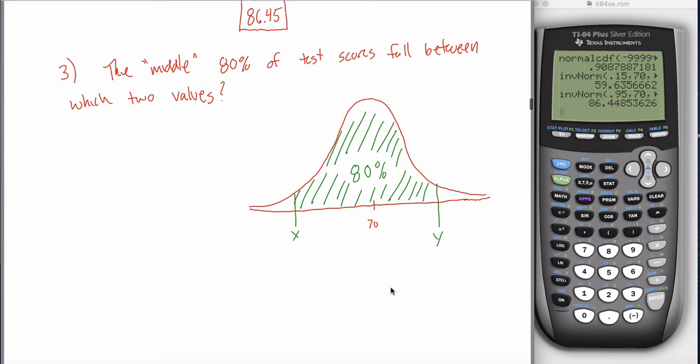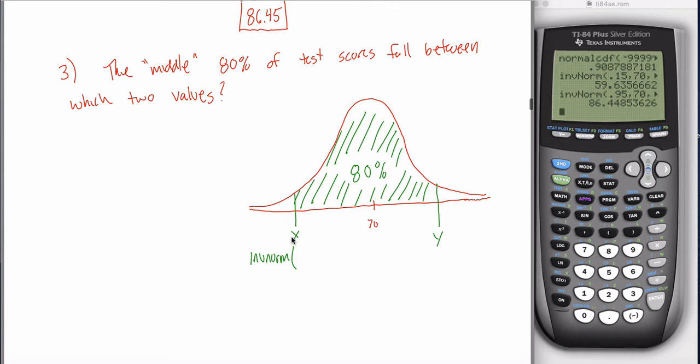How are you going to figure those out? Well, you're told the area. So it's not a normal CDF question. It's normal CDF when you're trying to find the area. You're told the area, so it's definitely an inverse norm question. You have to use it twice, though. First over here, I'll use inverse norm. Inverse norm, first argument of my calculator, wants the area below this point that I'm looking for, below x. How much area is below x?